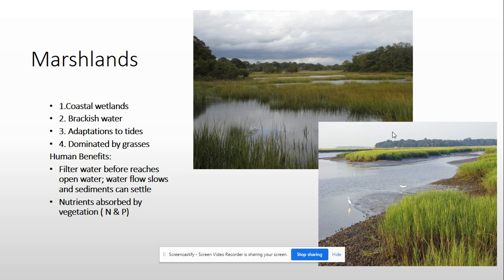There's actually lots of human benefits to having wetlands, which is why it's so important and crucial to conserve them. They help to filter water before it reaches any open water. Water flow will slow and sediments are able to settle in marshlands, and nutrients tend to be absorbed by the vegetation, nutrients such as nitrogen and phosphorus. So marshlands, kind of similar to estuaries, are once again very productive ecosystems.